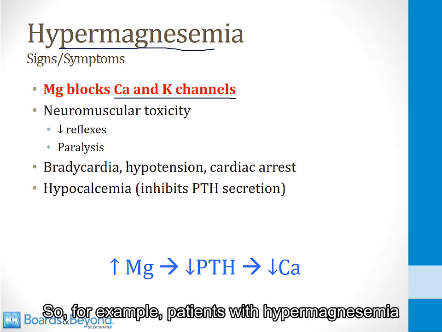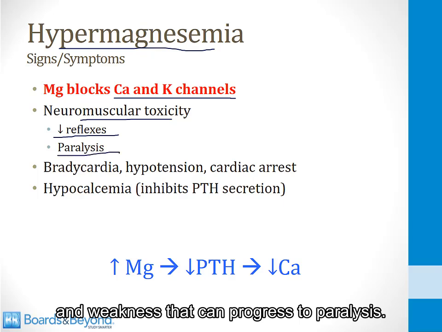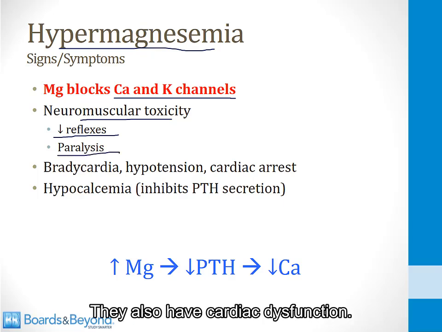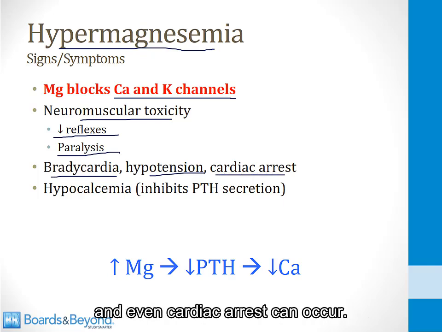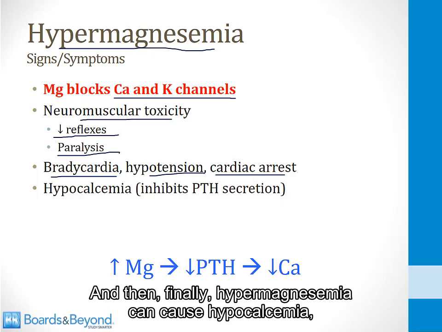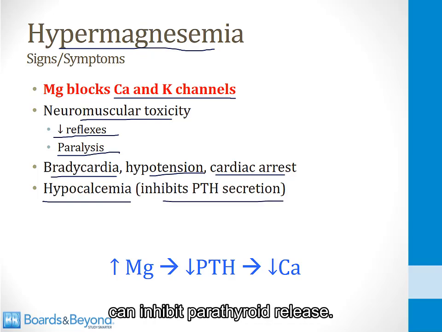So for example, patients with hypermagnesemia often have neuromuscular toxicity. This presents as decreased reflexes and weakness that can progress to paralysis. They also have cardiac dysfunction. Things like bradycardia and hypotension and even cardiac arrest can occur. And then finally, hypermagnesemia can cause hypocalcemia, and this is because magnesium can inhibit parathyroid release.